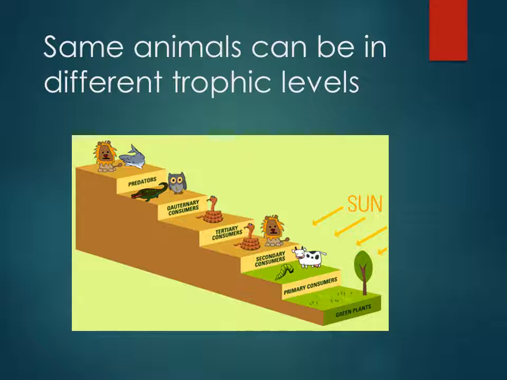One thing I want to take note of is that some animals can be in different trophic levels. A trophic level is determined by what the animal ate. So while a lion, for instance, can eat a primary consumer like a cow, a lion can also eat a crocodile, theoretically. Maybe. I'm not really sure who would win in a fight. But a lion could theoretically eat a crocodile or an owl, which would make the lion a predator or a secondary consumer.